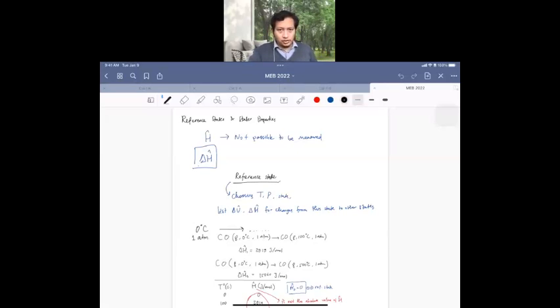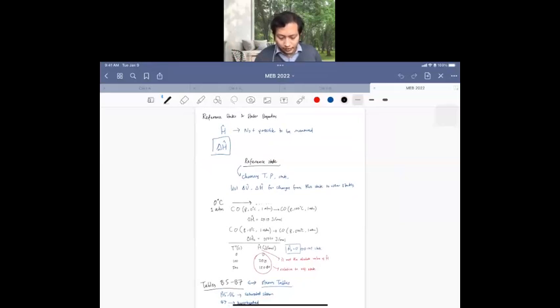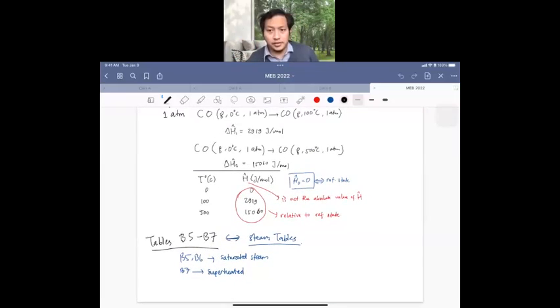Okay, now we are learning about the reference state and its implications. One application of the reference state is by looking at the steam tables, the saturated steam and superheated steam in tables B5 and B7. If you have your textbook now, you can check the textbook.